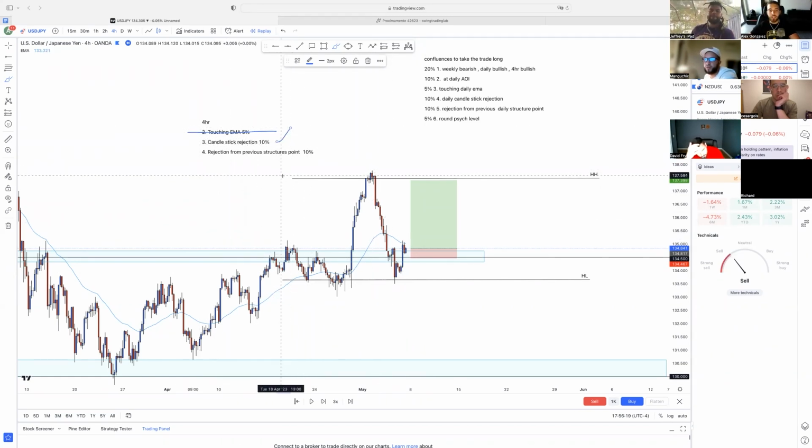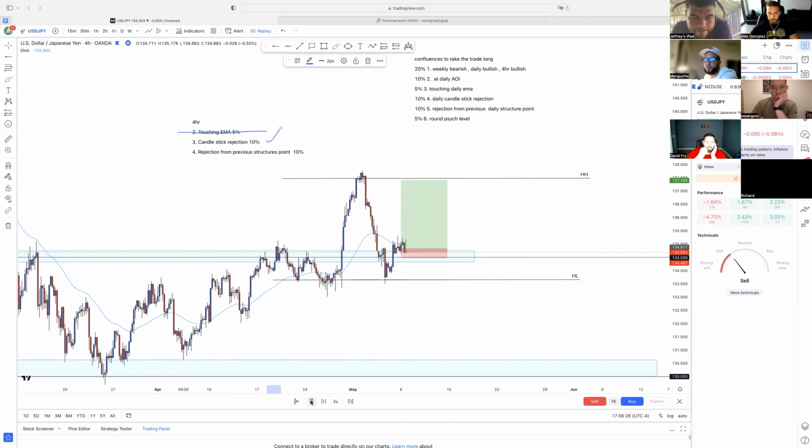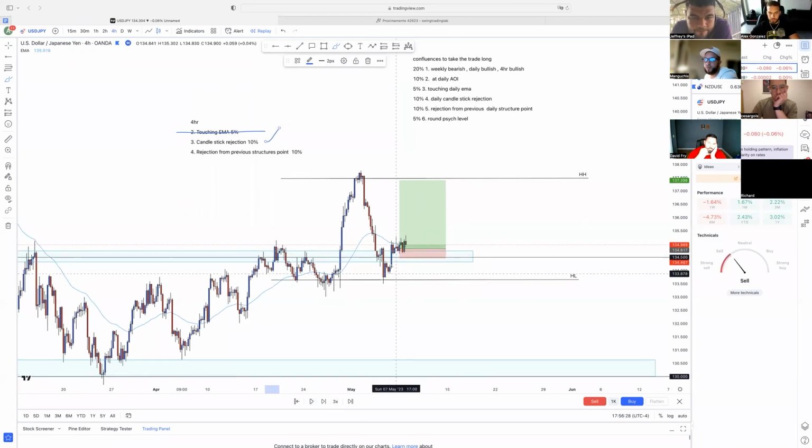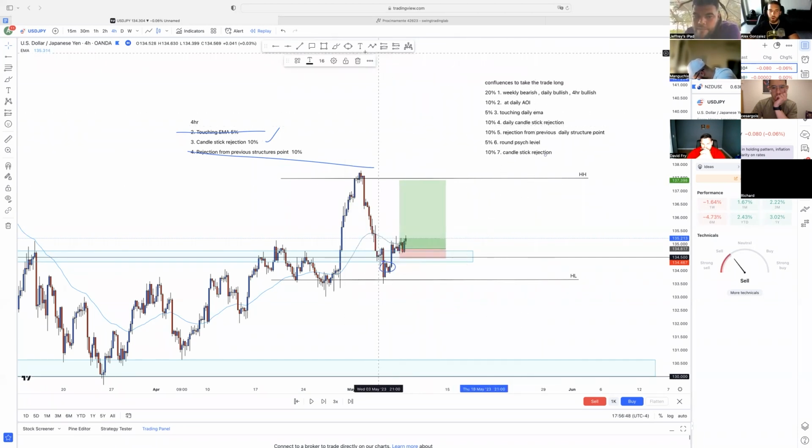And are we rejecting previous structure points? So I think at the time when I took it, let me see. Yeah, we never got a rejection from this previous structure point because this would be the previous structure point. So this cancels out, right? So all we would have is candlestick rejection as our next confluence. This would be added as a 10%. So with that alone, that brings this trade up to a 75% with a C.